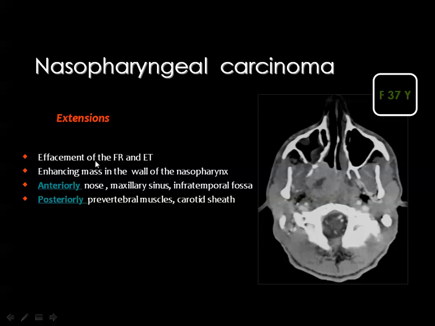You can see effacement of the fossa of Rosenmüller and the Eustachian tube, which is an evident feature. Then anteriorly, the tumor will extend like this. It will extend into the posterior nares, and may invade also the nose. And anteriorly, you can see the pterygoid plates. It has destroyed the medial pterygoid plate as well as the apex of the maxillary antrum.